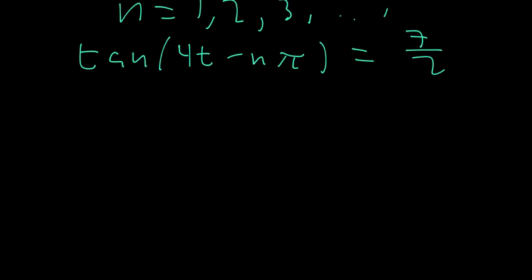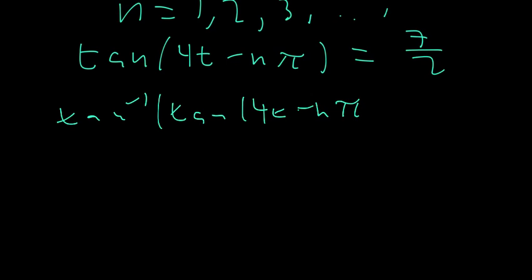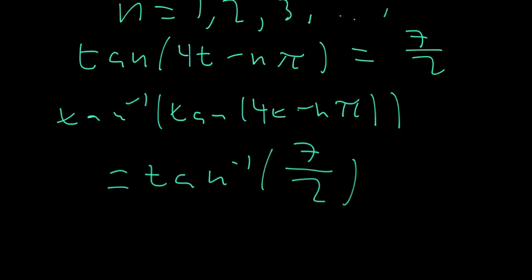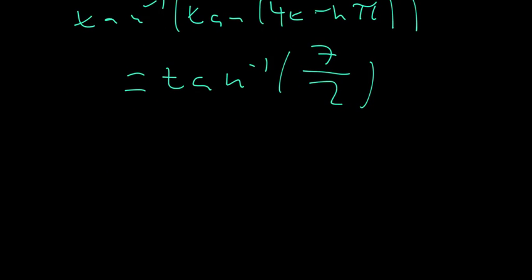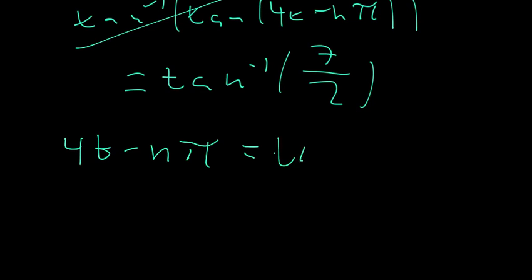And now to get rid of the tangent term on the left hand side, what we have to do is take the arctangent. So we'll get that the arctangent of the tangent of 4t minus n pi equals the arctangent of 7/2. So what we get is that the tangents over here cancel out, and you're left with 4t minus n pi equals arctangent of 7/2.